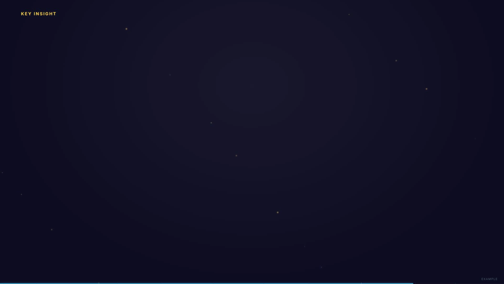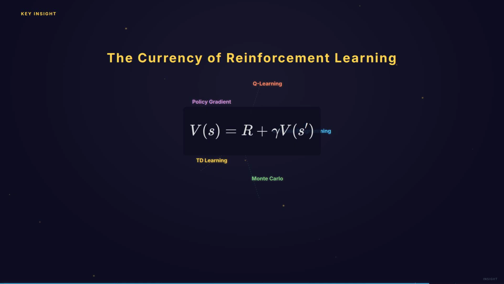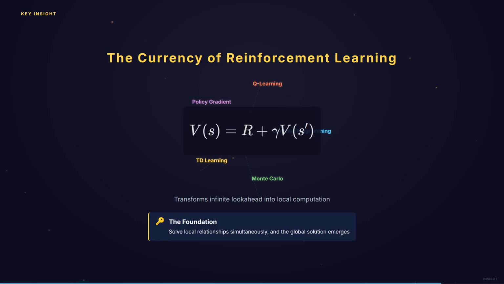Here's the deeper truth. Value functions are the currency of reinforcement learning. Every algorithm we'll study, dynamic programming, Monte Carlo, temporal difference, policy gradient, they all revolve around estimating or improving value functions. The Bellman equation is the engine that makes this possible. It transforms the problem of computing values, which seems to require infinite look-ahead, into a local computation. The value of a state depends only on its immediate neighbors. Solve these local relationships simultaneously, and the global solution emerges.